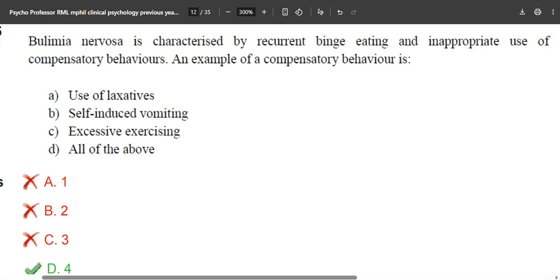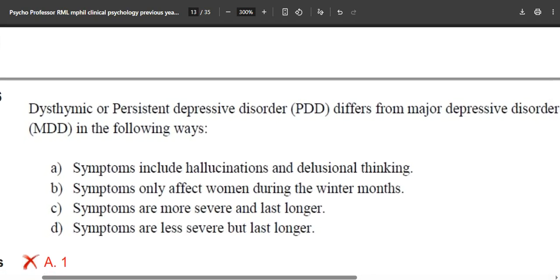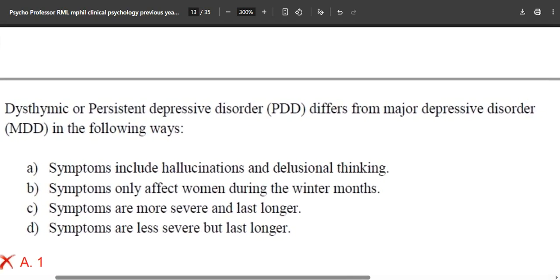Okay, that's all for today's video, but wait, let's do one more question for the day. Now, dysthymic or persistent depressive disorder, PDD, differs from major depressive disorder in the following ways.